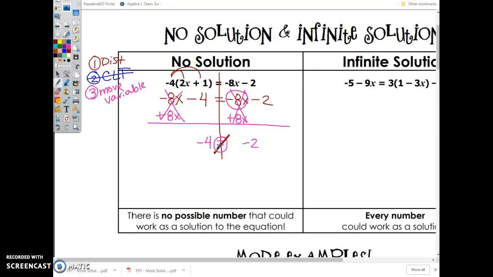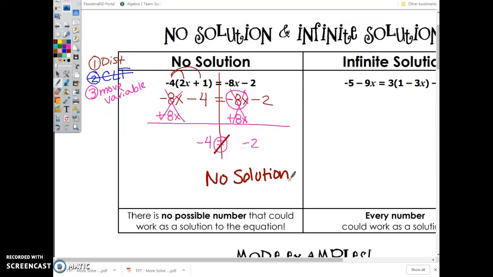This is not true. Okay? -4 does not equal -2. They're not the same number. So this is false. Therefore, it's no solution. Okay?